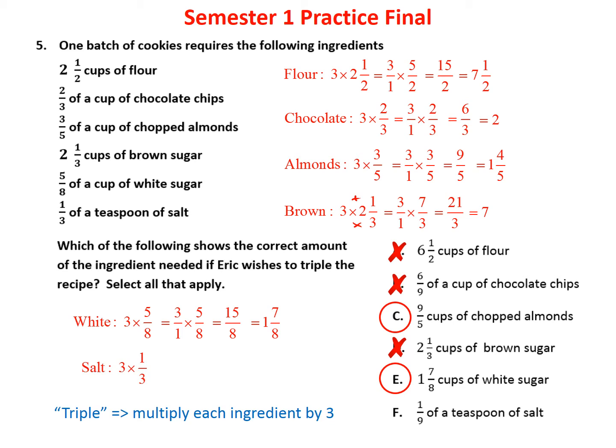And finally, salt. 3 times 1/3. So change 3 to 3 over 1. Multiply the top. 3 times 1 is 3. The bottom, 1 times 3 is 3. That's obviously 1. The answer says 1/9 of a teaspoon, and that is obviously not the same. And so F is also an answer. So our answer here would be C and E.